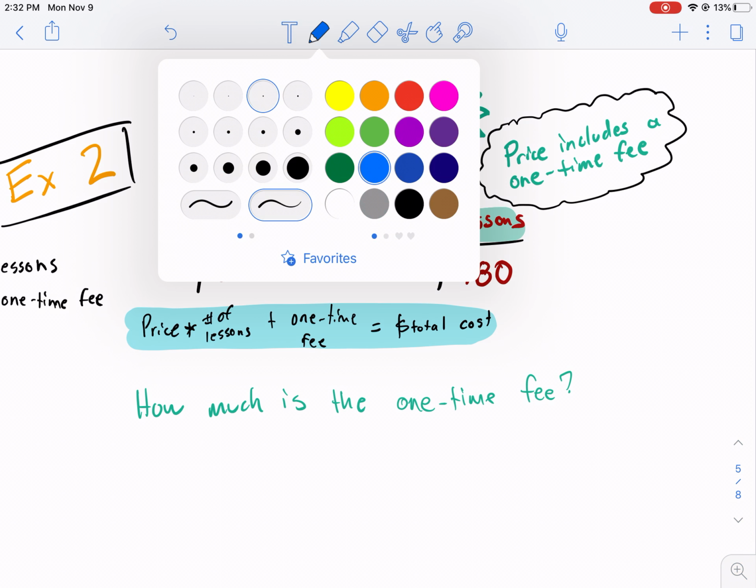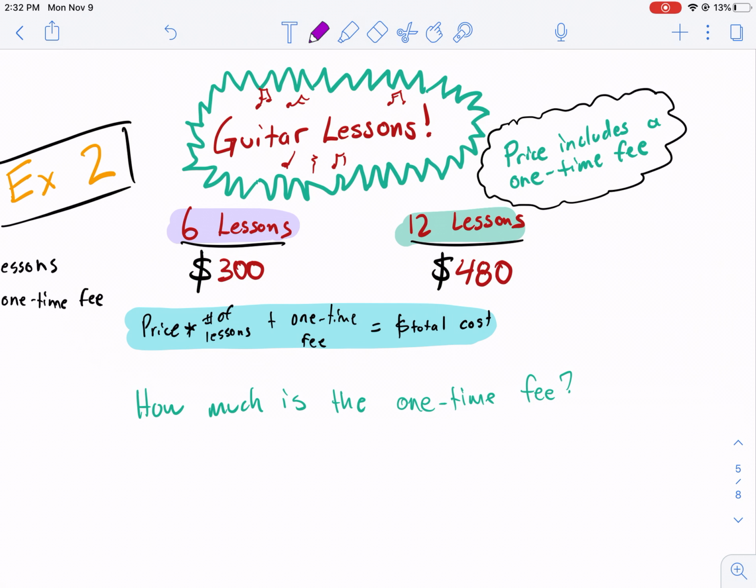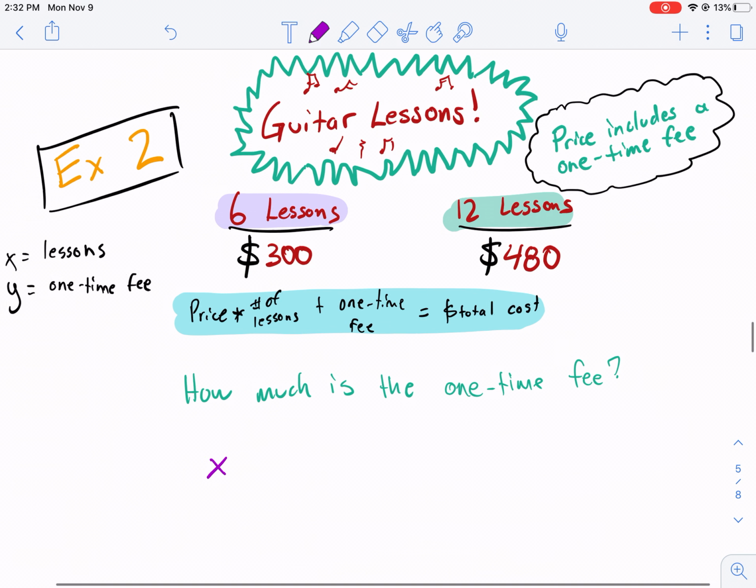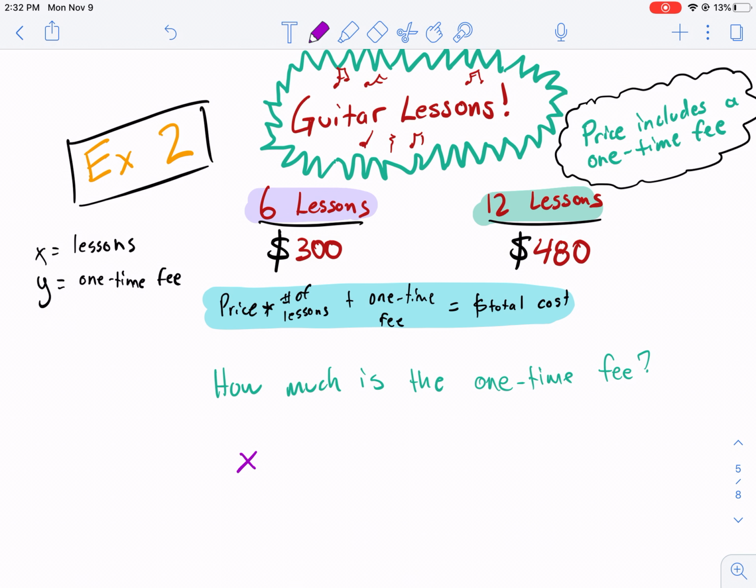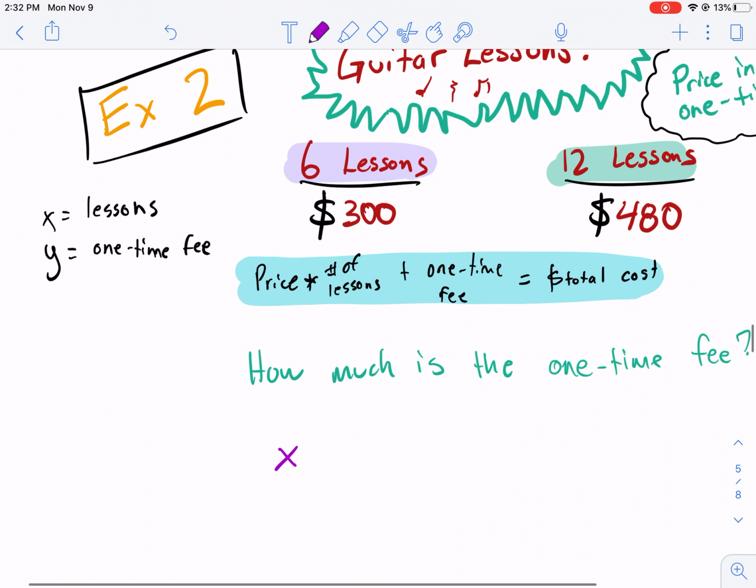So let's go ahead and start with the 6. We have the price, which we don't know. We're going to call that, well, actually, we're going to let that equal the number of lessons. The number of lessons equals x, we already said.